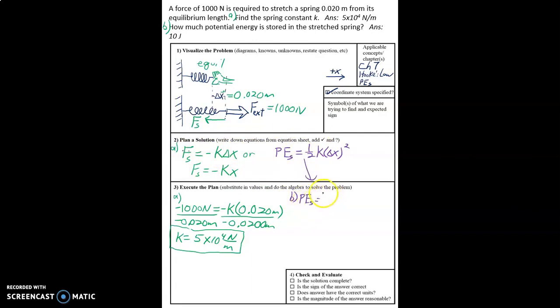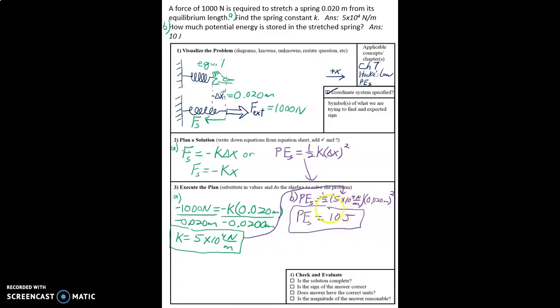Spring potential energy, 1/2 times 5 times 10 to the 4th newtons per meter times 0.020 meters squared. So we're taking this value and putting it in right there. And so then we plug these values into our calculator, and we get 10 joules.